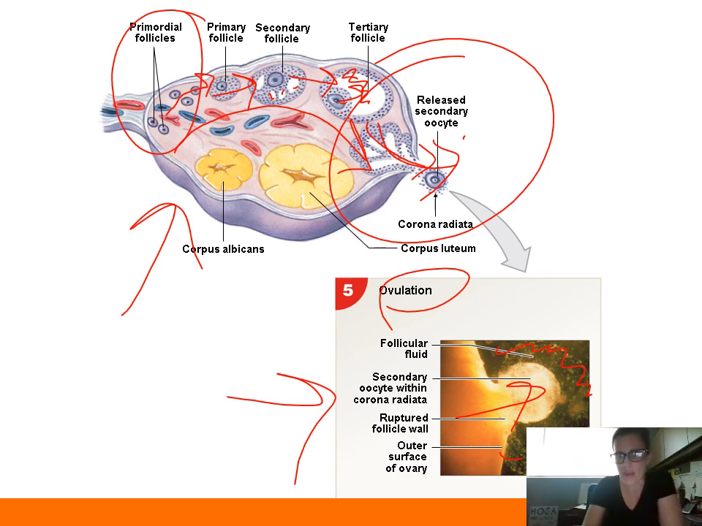Now what we're going to look at is what happens afterwards, because we still have all of these cells, right? We have all of the granulosa cells and all of this stuff left over from the follicle. Not all of that gets released from the ovary. Some of that is retained in the ovary. So we'll see what happens with it as it progresses to a corpus luteum and then a corpus albicans.